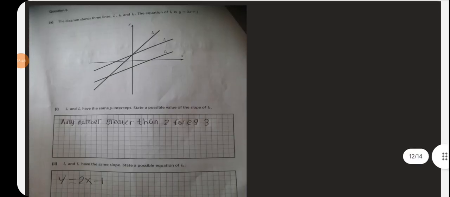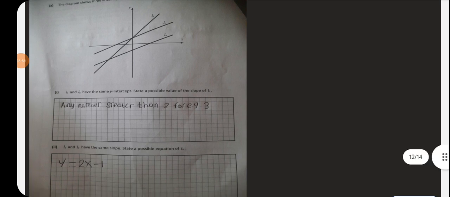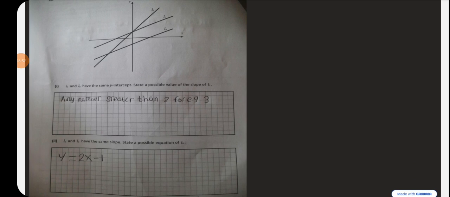And then the next question. The diagram shows 3 lines, L1, L2, and L3. The equation of L1 is y equals 2x plus 1. L1 and L2 have the same y-intercept. State a possible value of the slope of L2. So any number greater than 2. So for example 3.